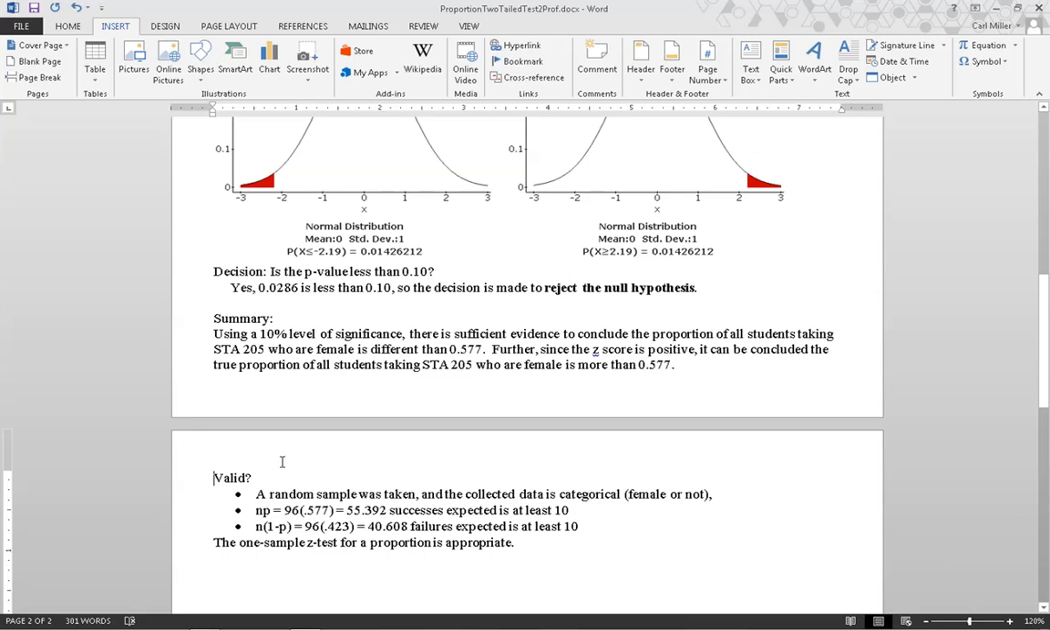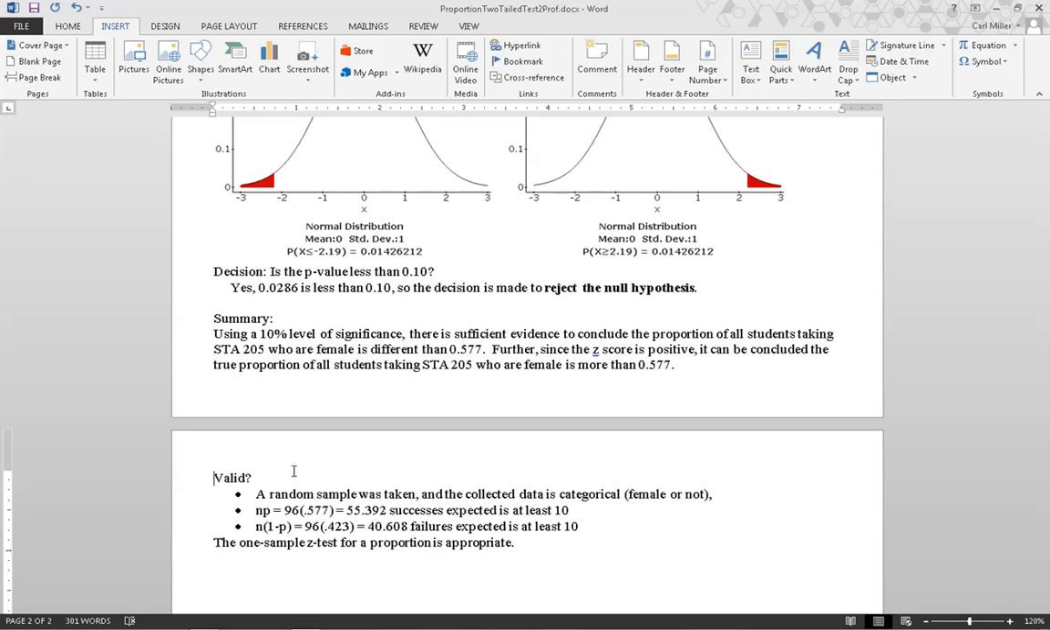Finally, is this valid? A random sample was taken and the collected data is categorical. Was the student female or not? np is 96 times 0.577, which equals 55.392. So that number of expected successes needs to be 10 or larger, and it is.